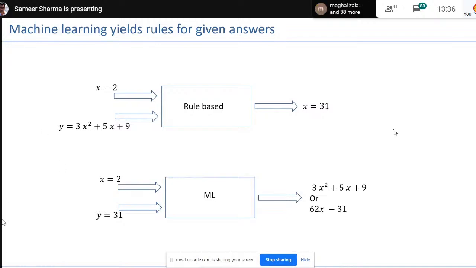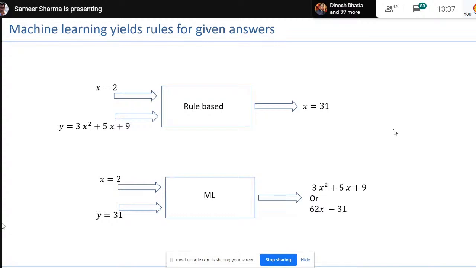Look at my screen now. In machine learning, we take the question, which is x is equal to 2. We also give it the answer, that y is equal to 31. Then the machine learning system identifies what the rule is. Given enough data, multiple options are possible. Can you see on the screen to the right? I can still get 31 from x is equal to 2 by different equations. It is a reverse process. It actually learns rules for you.